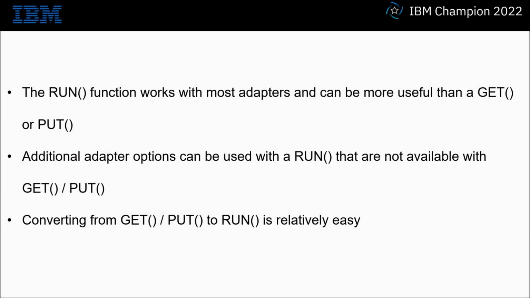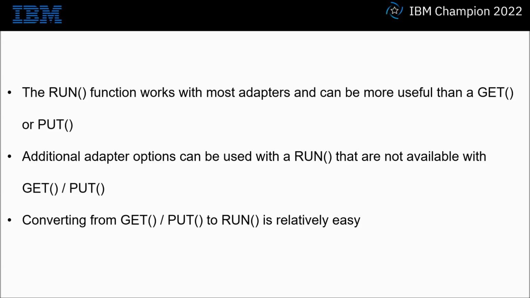In Part 1 we showed how certain run function options could be used to detect late failures in certain adapters. In this demonstration we will show how the run function works with most adapters and can be more useful than a get or put function. Additional adapter options can be used with a run that are not available with a get or a put. Converting a get or a put to a run is relatively easy.